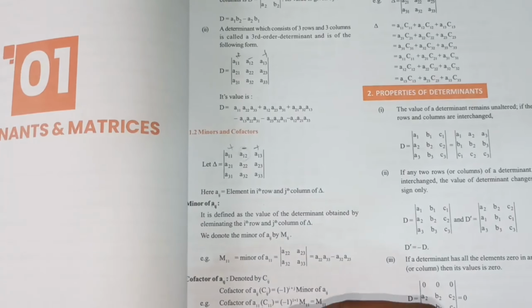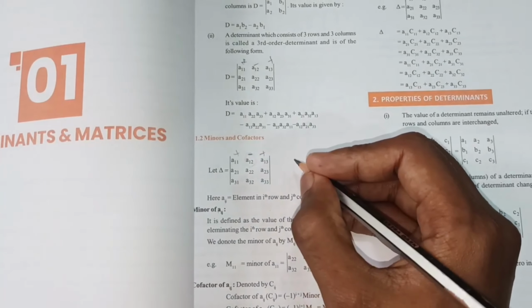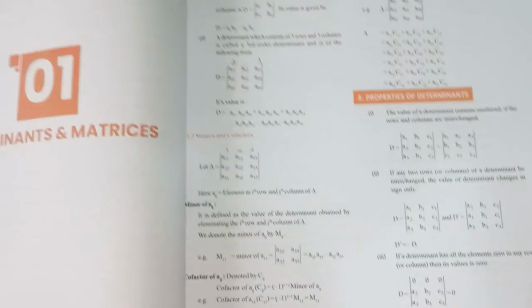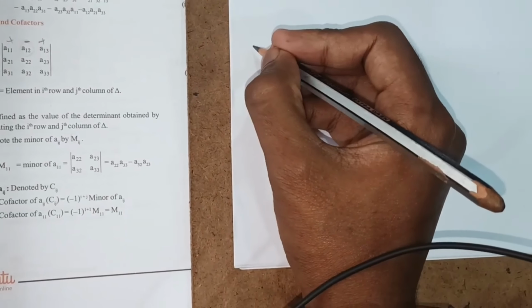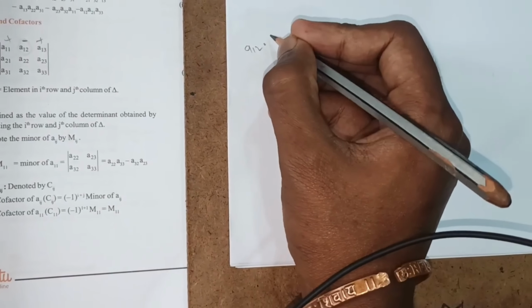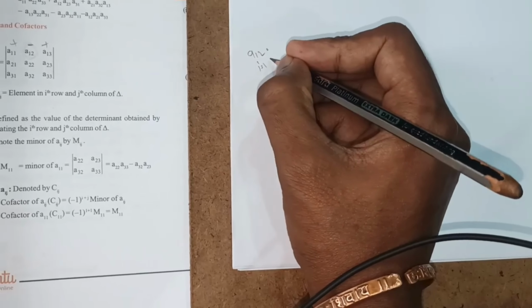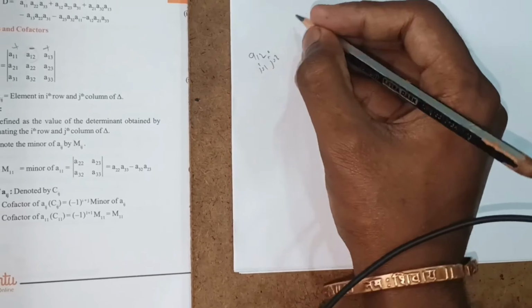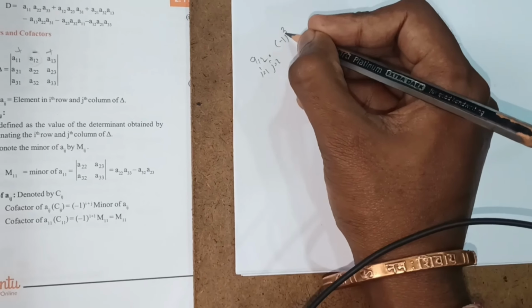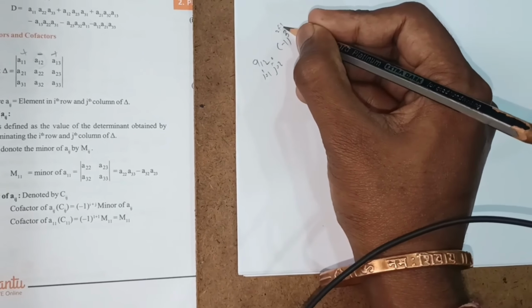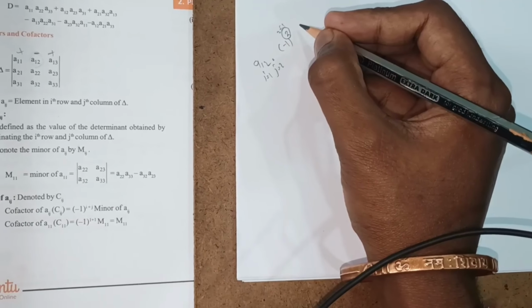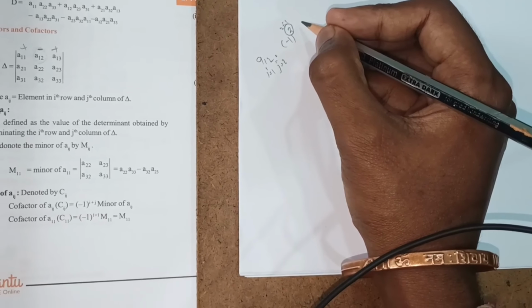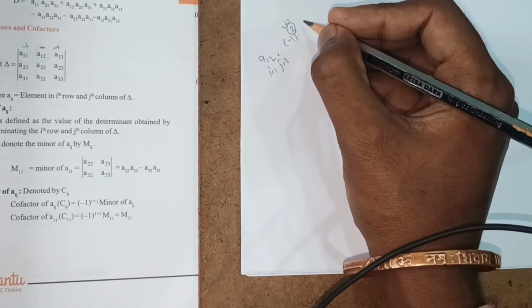So next, I am doing it here. See, for A12, i equals 1, j equals 2. So (-1) to the power 3, since 1 plus 2 equals 3. Then the minor of Aij. What is the minor of Aij here? The minor of A12.